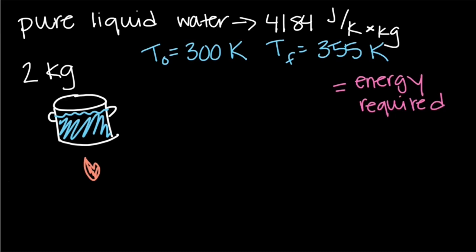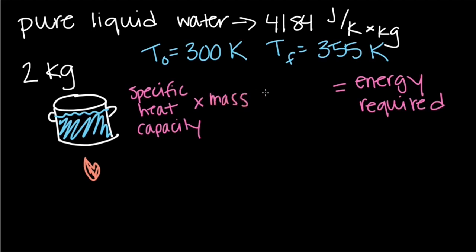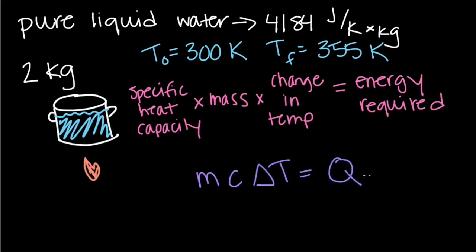We have a specific heat capacity and a mass, and we know we can multiply those to get a total heat capacity. And we know that by definition, heat capacity is the energy required per temperature, which means that if we multiply the heat capacity by the change in temperature, we'll find out what the energy required is. In fact, this relationship is an important thermodynamic equation. Lowercase c is commonly used for specific heat capacity and Q for heat, so this says exactly what we've just worked out. The heat or energy required equals the specific heat capacity times the mass times the change in temperature.